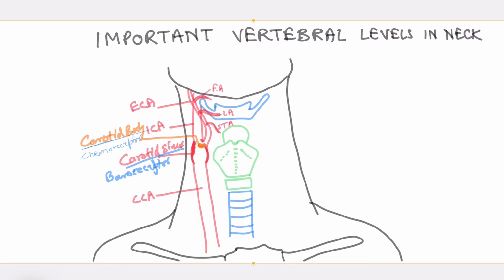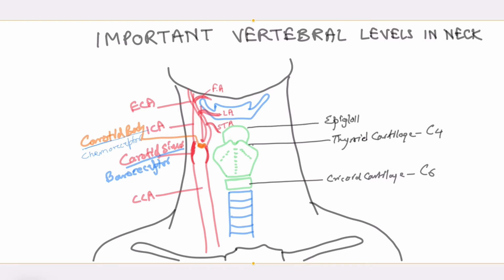You're learning the vertebral levels here. So behind this, all what you're seeing is the median structures. Like behind to this will be the cervical spine. So remember that this cricoid cartilage, this lies at the level of C6 vertebrae, and the upper border of the thyroid cartilage here, this lies at the level of fourth cervical vertebrae, while epiglottis reaches up to the level of third cervical vertebrae.